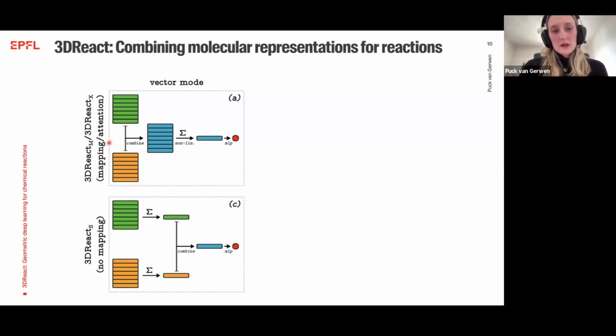And you can also have an attention-based surrogate for the mapping information, which tries to learn this atom-to-atom map. In this case, we now have a per atom representation of the reaction, which can then be used to get a reaction representation and then make predictions. This is what I call the vector mode, because you still end up with one vector per reaction.